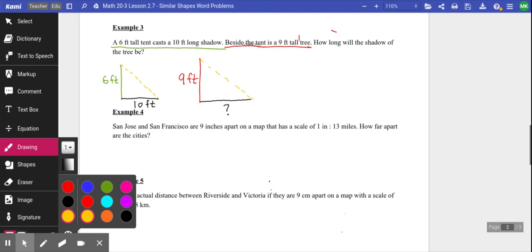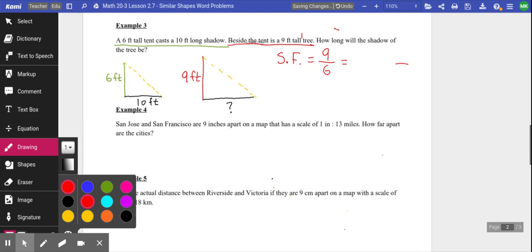All right, to do this question, what's the first thing I'm going to have to calculate? Someone help me out. What's the first thing I'm going to have to calculate on this question? The what? Yeah, the scale factor. The scale factor is the new triangle divided by the old triangle. 9 divided by 6, which is 1.5.